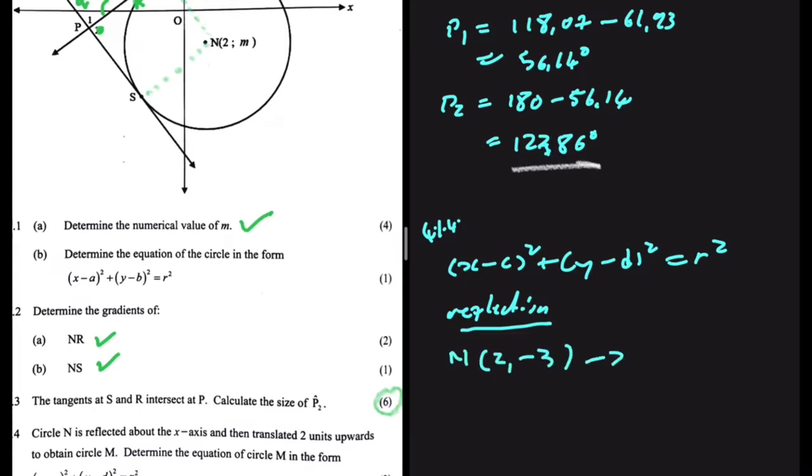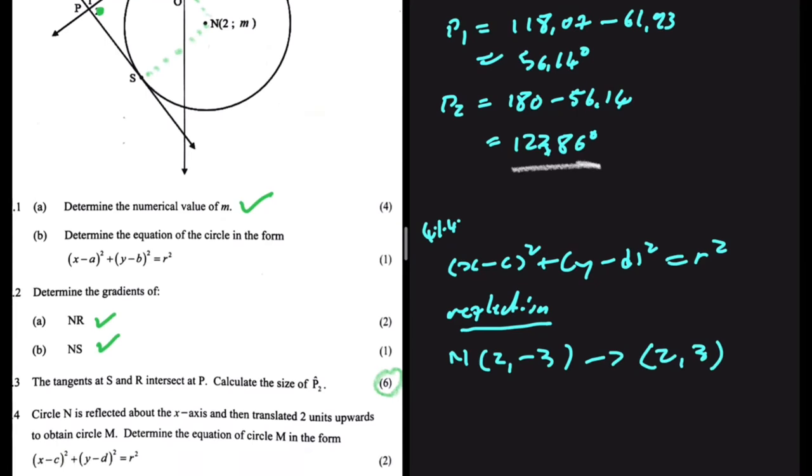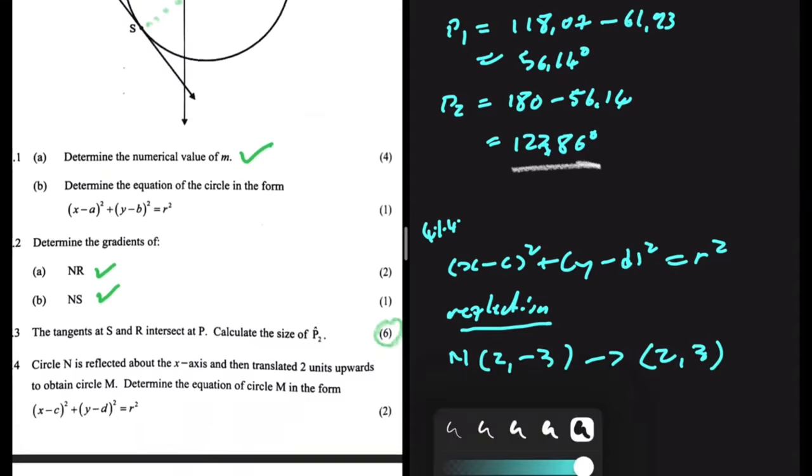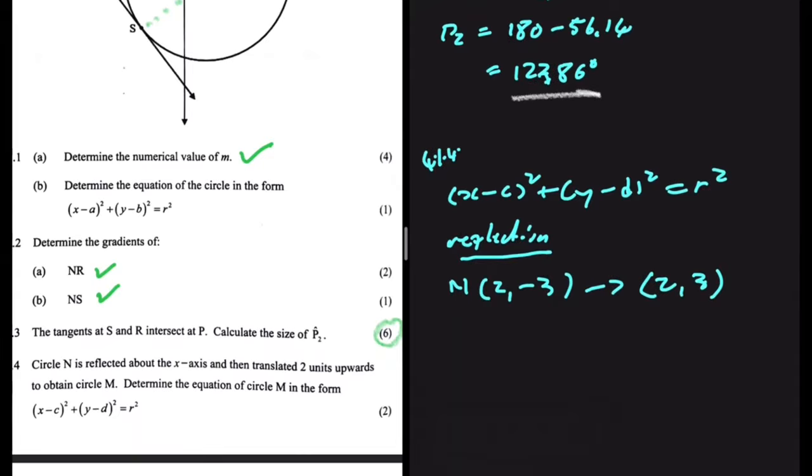If we reflect about the x-axis, we're going to get 2 and positive 3, because minus multiplied by minus 3 should be plus 3. So that is our reflection. And now we need our translation, 2 units upwards. How will that affect our equation? Now we have 2 and 3. We need to move 2 units upwards. From positive 3, if we move 2 units upwards, then we're going to have 2 and 5.